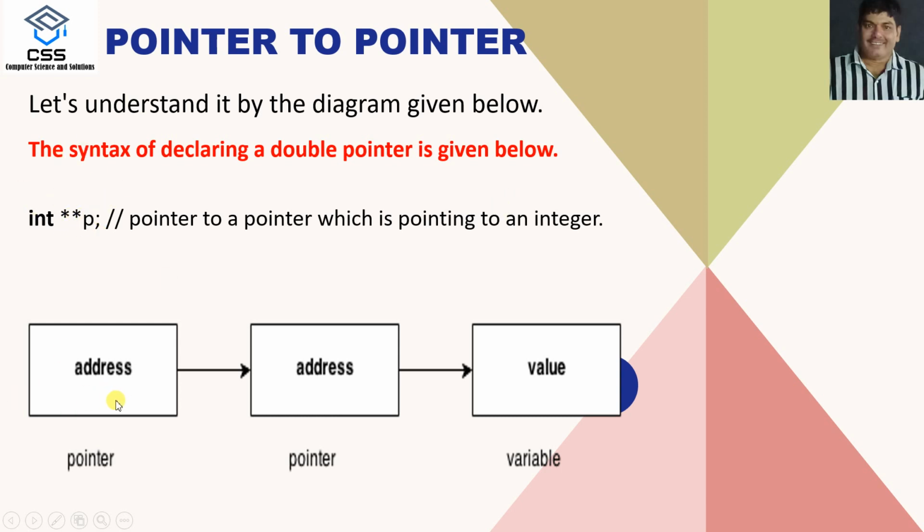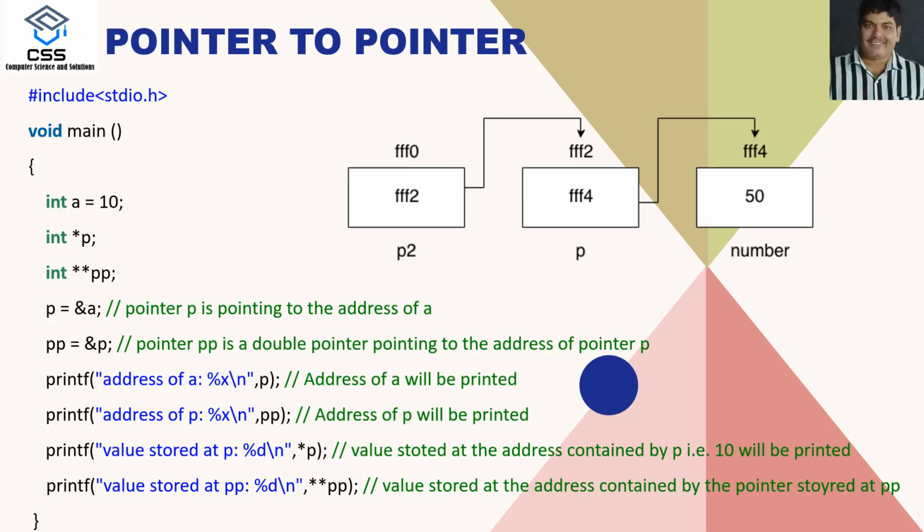Suppose we want to store an address, where will it be stored? The address of a general value is stored in a pointer variable, and the pointer variable's address is stored in another variable, known as a double pointer. The double pointer's address will be stored in another variable, known as a triple pointer, and so on. How do you do it?